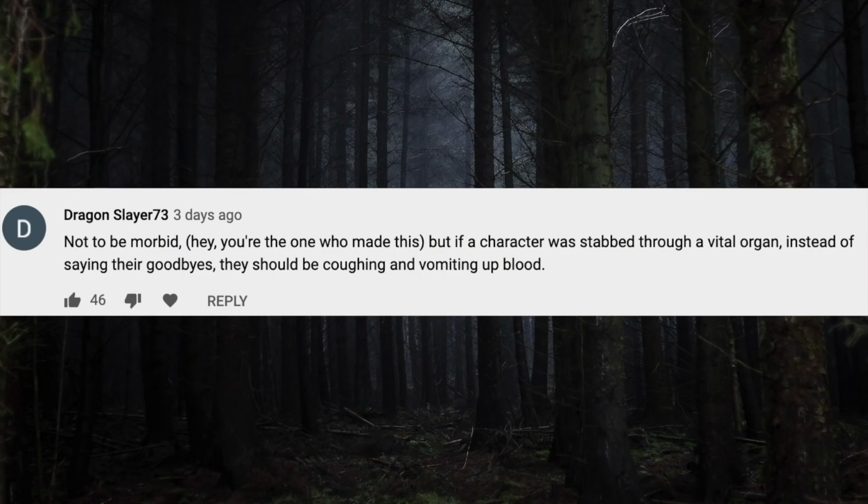And again, when this happens, it really affects my reading experience, because sometimes I'm just sitting there reading this long monologue thinking, man, you sure do have a lot of breath with that punctured lung. Isn't there a knife? Isn't there a gaping wound where your lung is? Aren't your lungs collapsing? You got a lot to say? Following that up with this, not to be morbid, hey, you're the one who made this, but if a character was stabbed through a vital organ, instead of saying their goodbyes, they should be coughing and vomiting up blood.